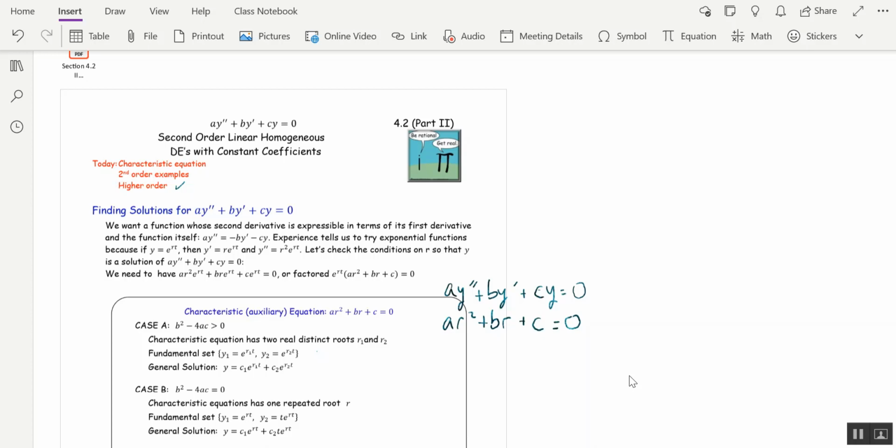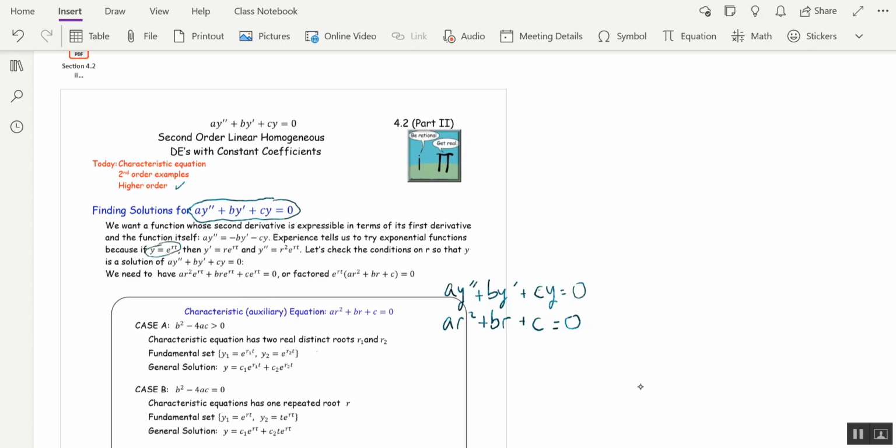to the second part of section 4.2. Today we're going to solve second order linear homogeneous differential equations with constant coefficients. That's a mouthful, but essentially those are equations that look like this. And we know from experience in chapter 1 that likely solutions are of the form e to the rt.